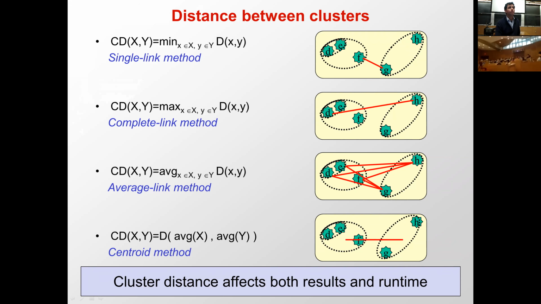Okay? Yes? Could the single link method be done with natural logarithm?